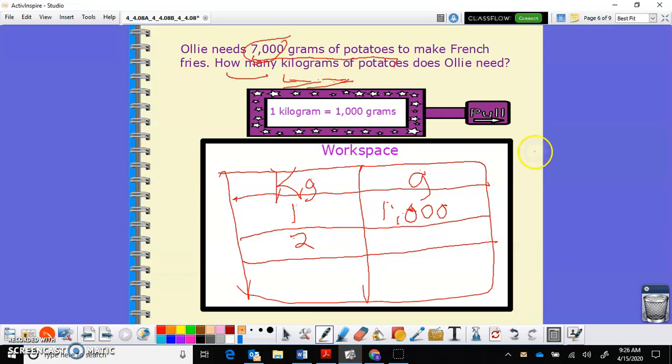How did we get this over here? We did the kilograms times 1,000 equals grams, right? So 2 times 1,000 equals 2,000. Okay, so I don't have much space here because my writing is so big, but here we can do, let's do 3. 3 kilograms times 1,000 is 3,000.